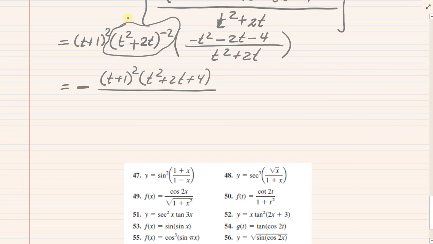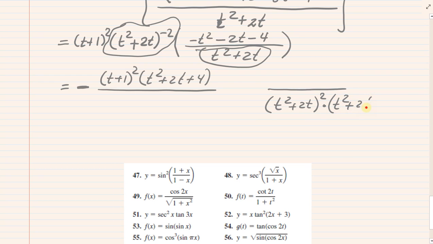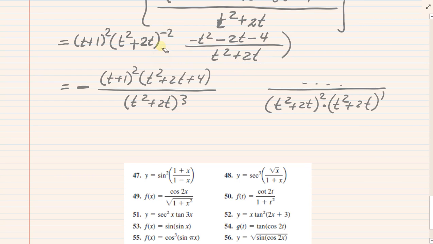So it becomes a positive exponent of 2 and then times this. So the denominator is going to look like this. It's going to be t squared plus 2t squared multiplied by another factor of t squared plus 2t. So now combined, there are 3 binomial factors in the denominator, so that's just going to be t squared plus 2t cubed, and that should do it. Okay, and there's the answer. Lo and behold, the answer falls right out.